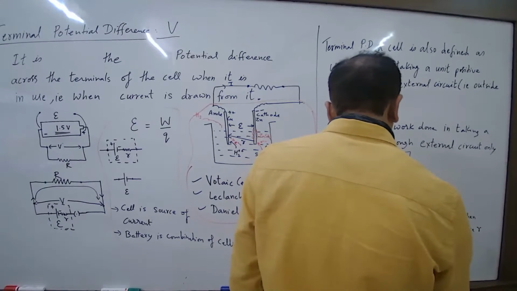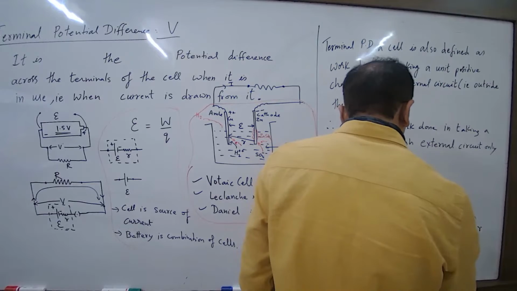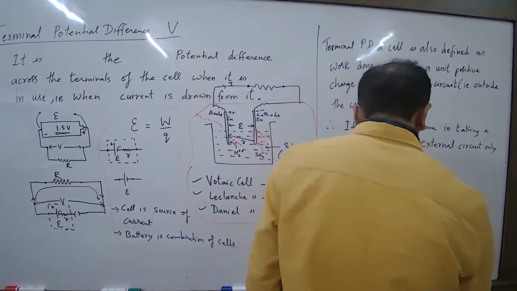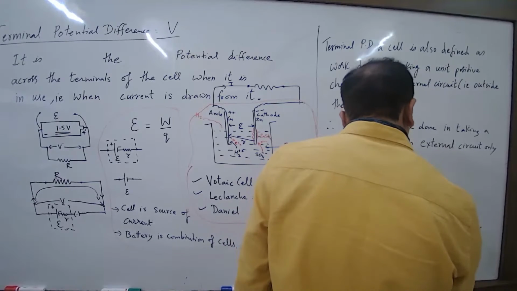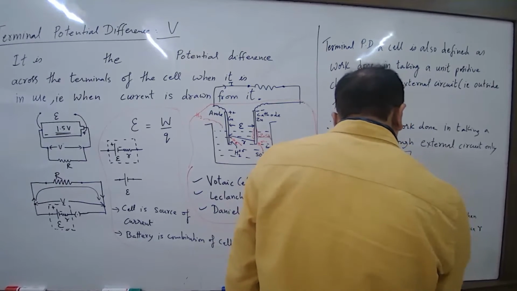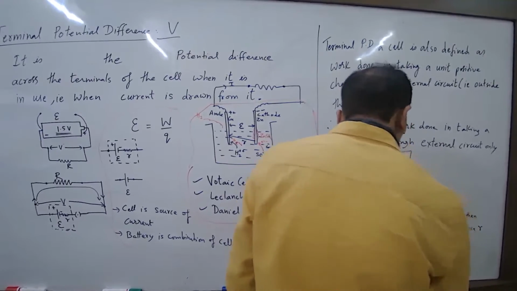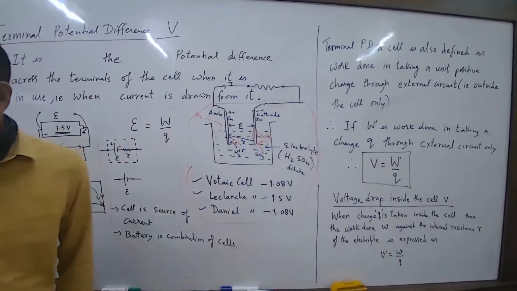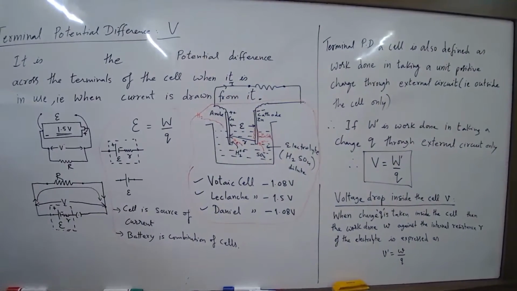It is expressed as v is equal to w by Q. This is not W dash, it's just small w. Work done inside the cell. So what is the potential difference? Just moving the charge inside this. Okay?